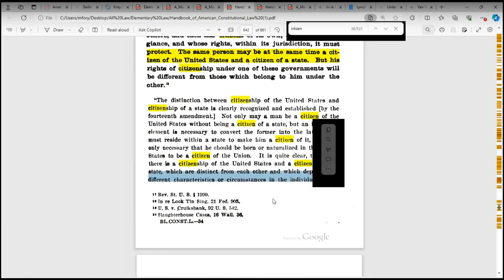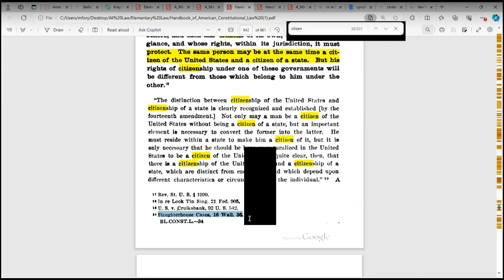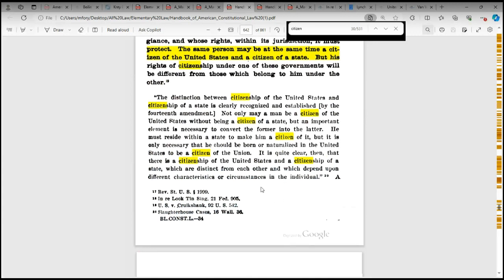This statement is important because these are things that you possess. It is not you specifically. These are things that you possess, and this should be Slaughterhouse. Yep, right here. That should be Slaughterhouse. But all these court cases are good. You have the U.S. versus Cruikshank, right? Those are good cases right there.